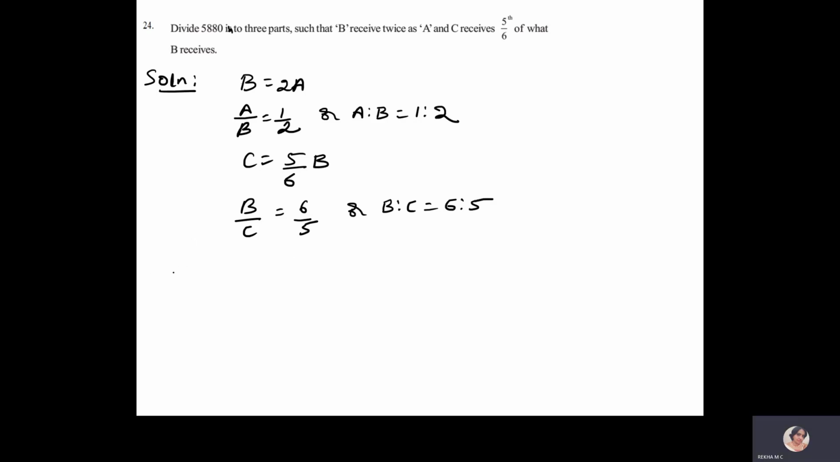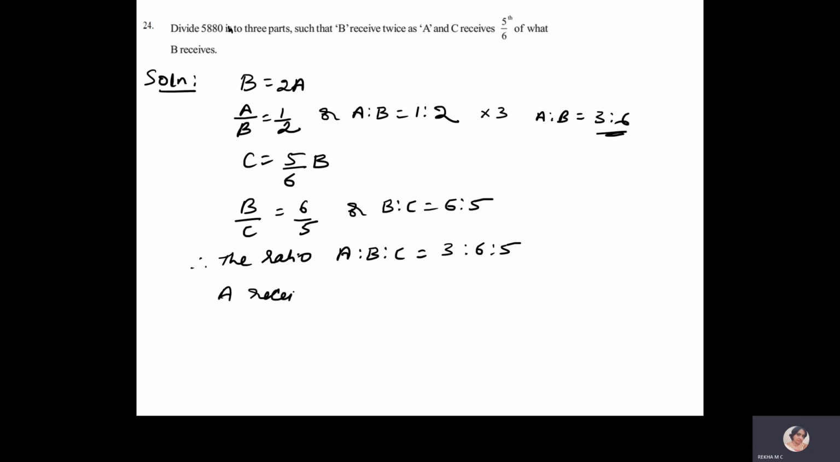So therefore, the ratio A is to B is to C is equal to. So here, when I multiply by 3, I'll be getting A is to B is equal to 3 is to 6, so that B is the same. I can write this as 3 is to 6 is to 5.